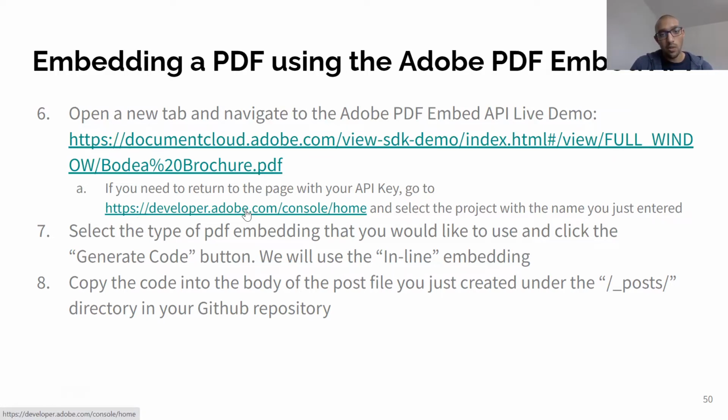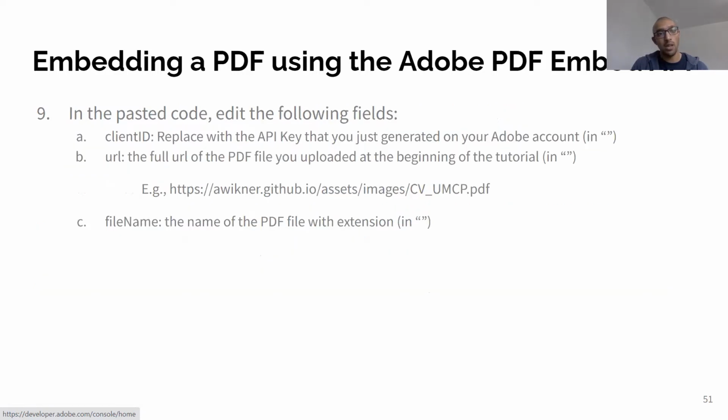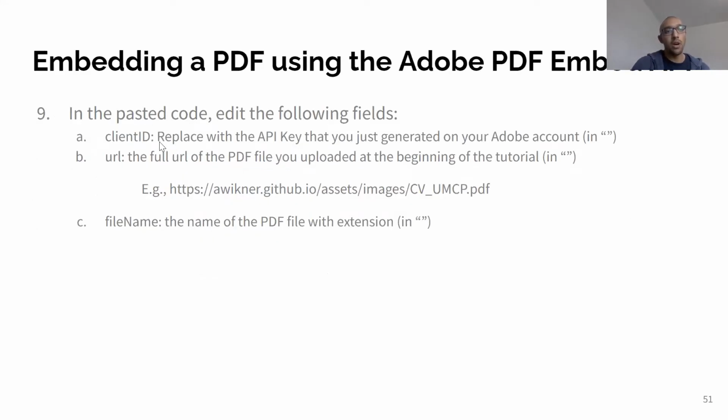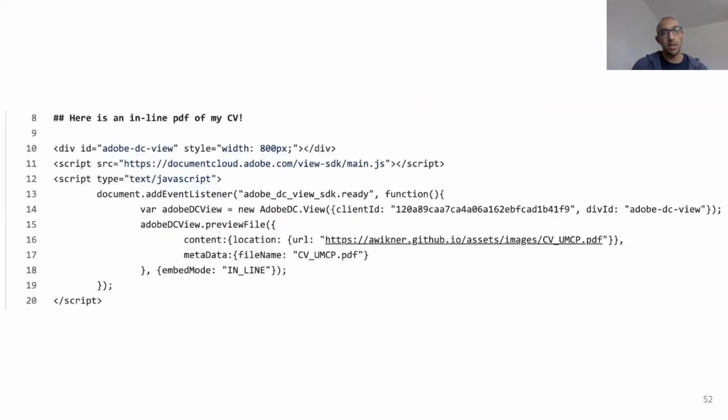Once you click on this, you'll be taken to a page where you can select the project with the name you just created, and then that'll give you access to the credentials for that project. Once you obtain them, you should put them in this client ID field between quotation marks, as it's done here. And then the URL field will be changed to the full URL of the PDF that you uploaded in the beginning tutorial in the assets/images folder.